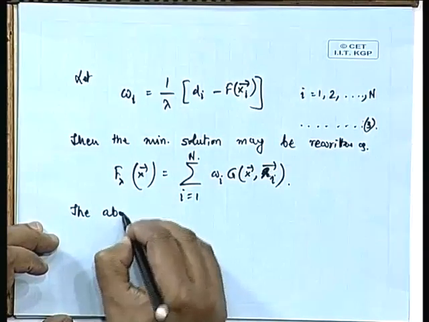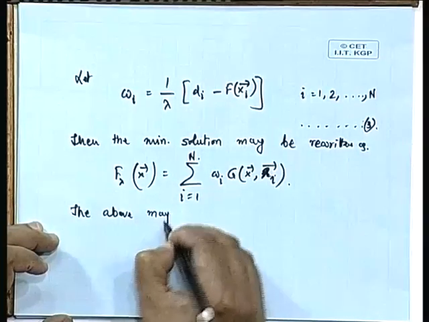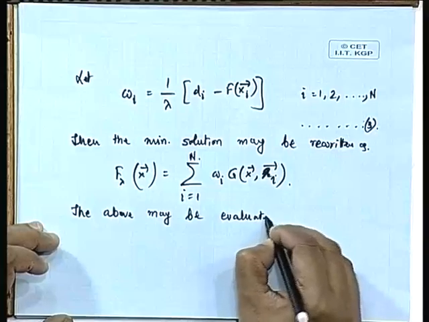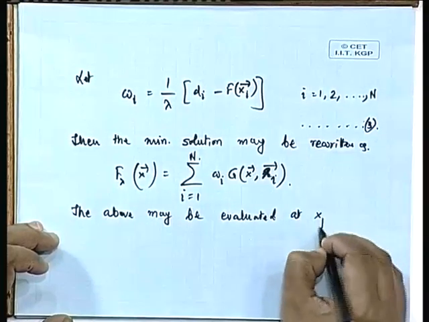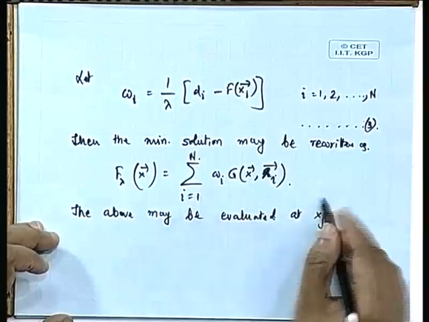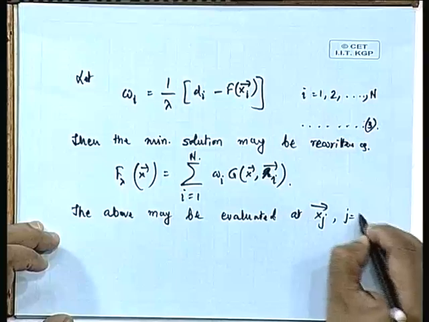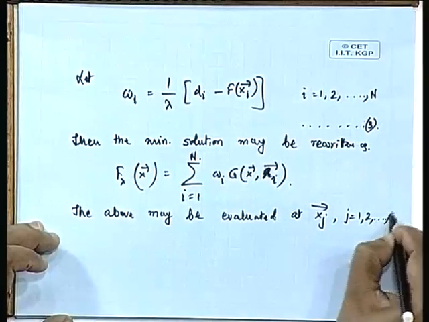We can feed x1 as input, we can feed x2 as input, we can feed up to xn as input. That means this function, this minimized solution, we can evaluate at all these n different points. So the above may be evaluated at x of j, because we are using i as the index, where j is equal to 1 up to n.